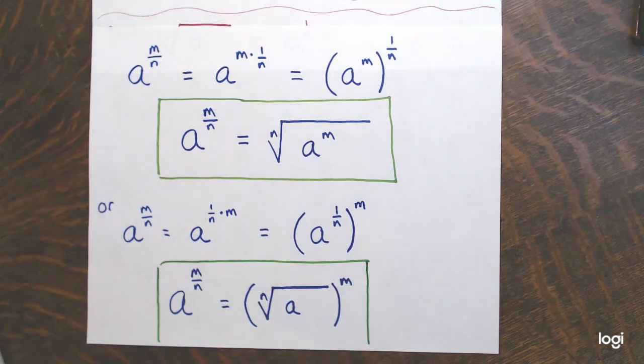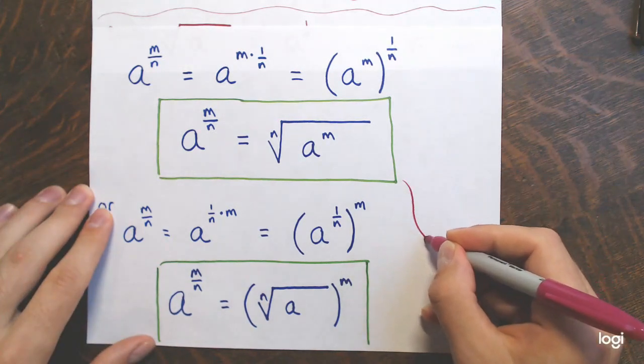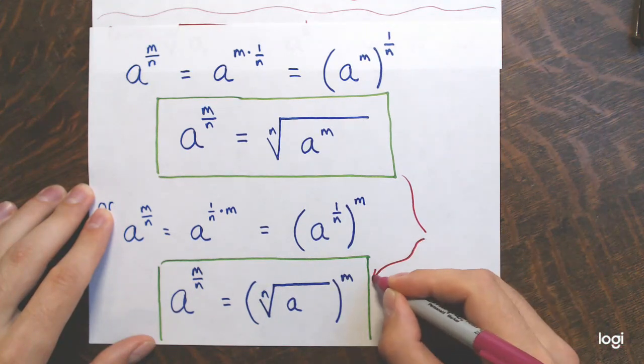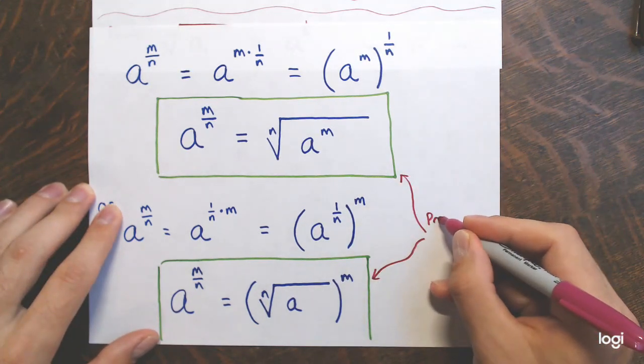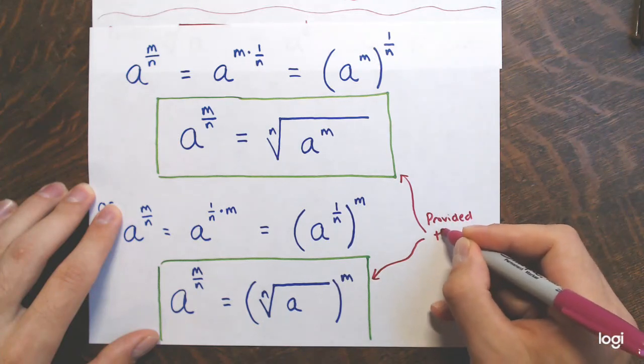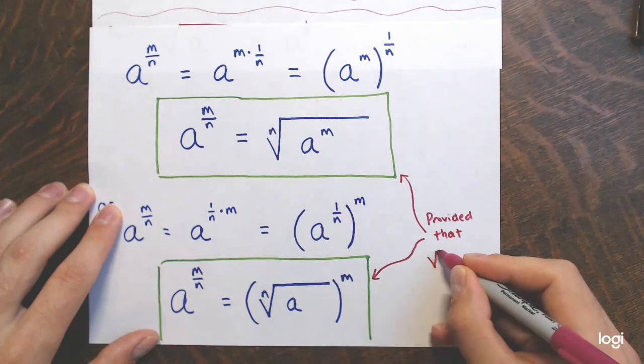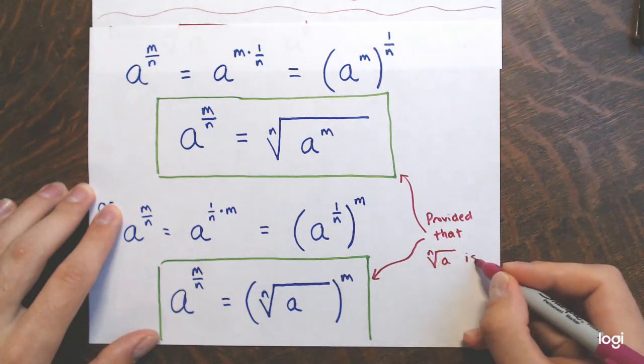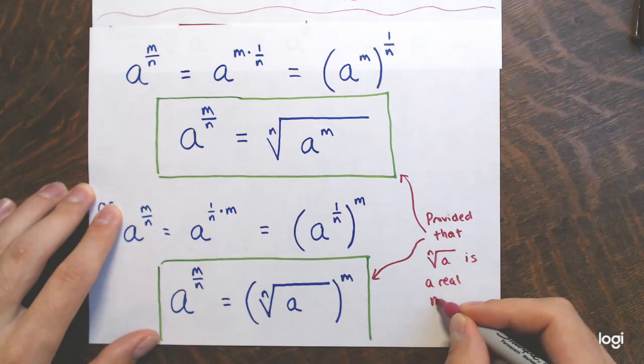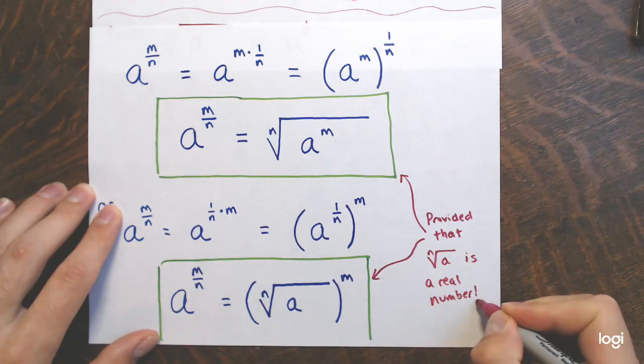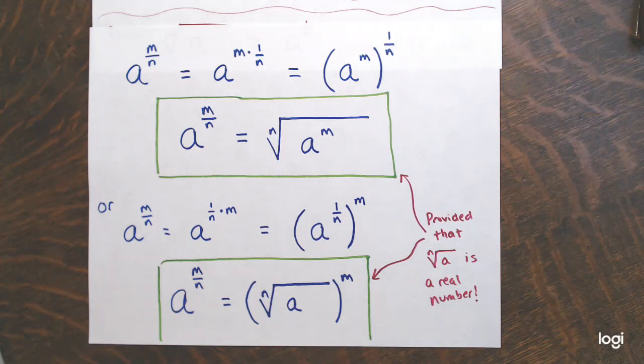Now, of course, these are only any good provided that the nth root of a is real, is a real number. Then we can use these properties, this relationship. Because if this was an even root, if this was the square root of -5, remember, an even root of a negative number is not real. Then we couldn't even evaluate this.